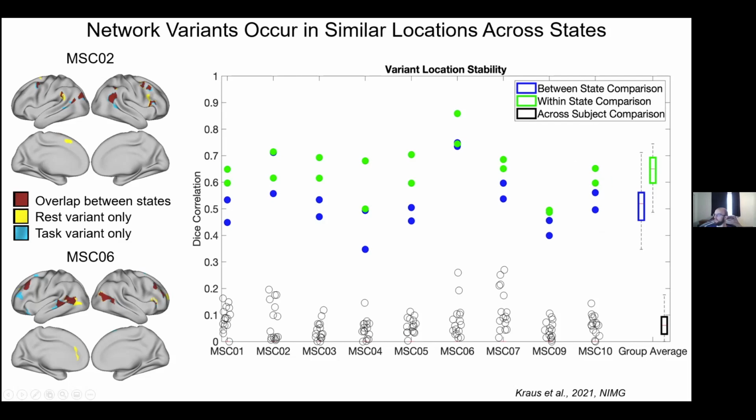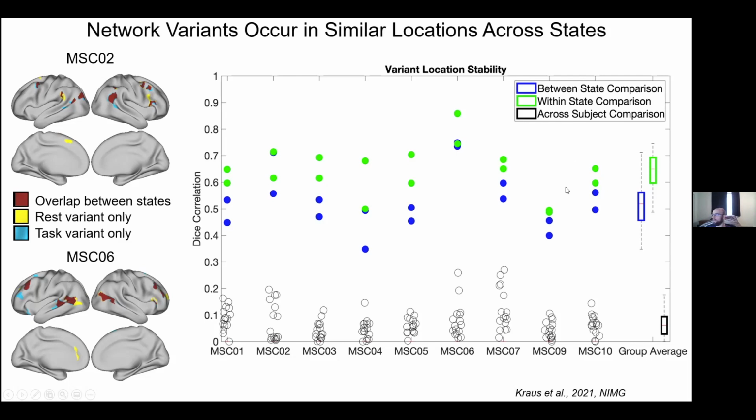You can see that within state, the dice correlation mean is about 0.66. Between state, it's about 0.55. However, if you look at these black dots down here, these across subject comparisons, these are permutations where essentially I asked, how similar is MSC01's task split half to MSC03's rest split half? And that's what these black dots down here represent.